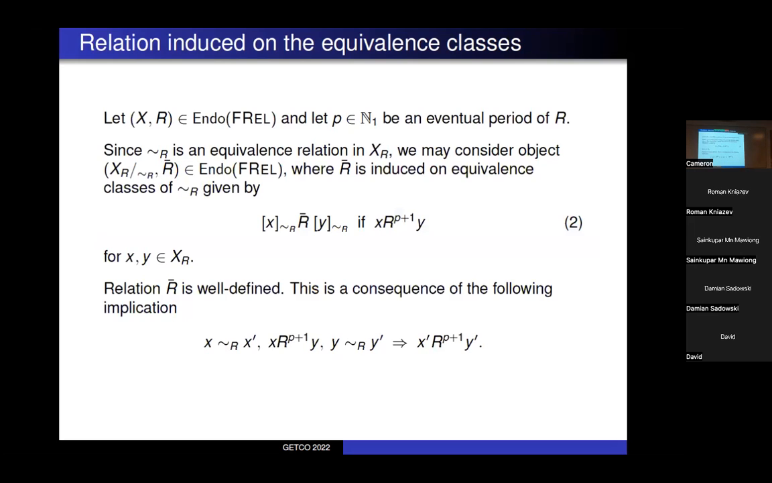Since this is an equivalence relation, we can take the quotient, and on that quotient we can induce some relation R bar, which works like that. Two classes are related if the representatives of those classes are related by R to P plus 1, where P is this eventual period. The relation is well defined because of this congruence condition here.